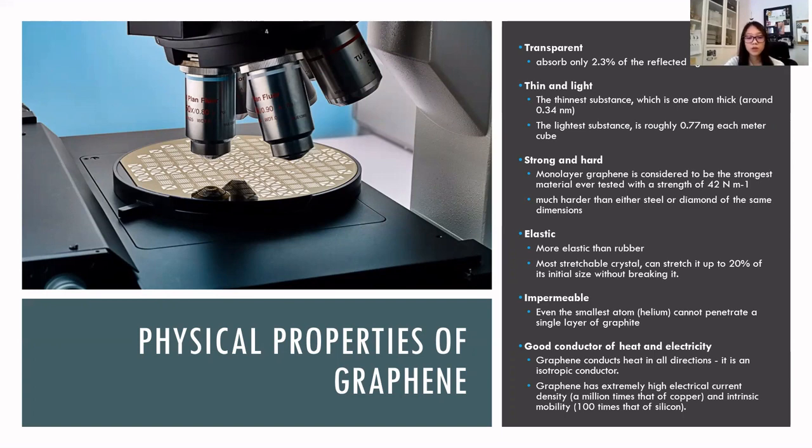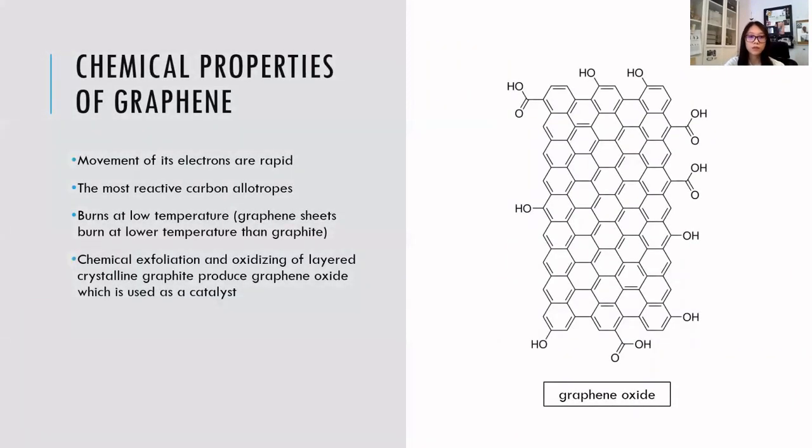Yes. And do you know any chemical properties of graphene? Yes, the chemical properties of graphene: the movement of its electrons is rapid. The most reactive carbon electrodes burn at low temperature. Graphene sheets burn at a lower temperature than graphite. The chemical exfoliation and oxidizing of layered crystalline graphite produce graphene oxide, which is used as a catalyst. Interesting. What can graphene be used for?